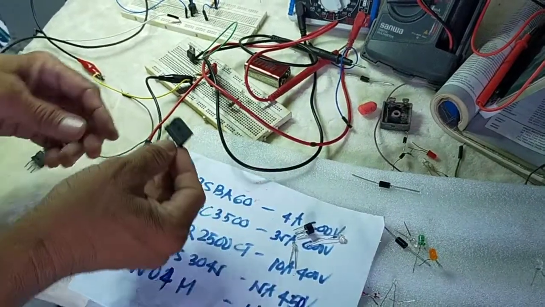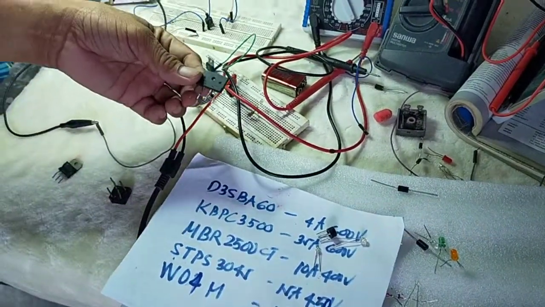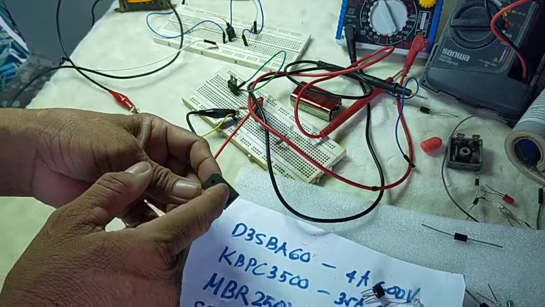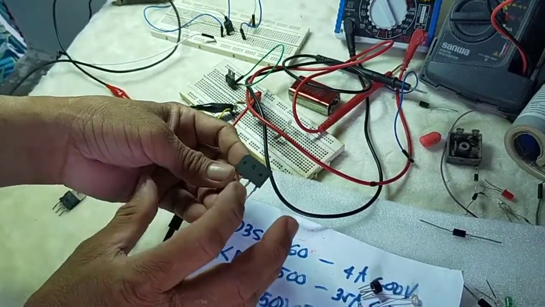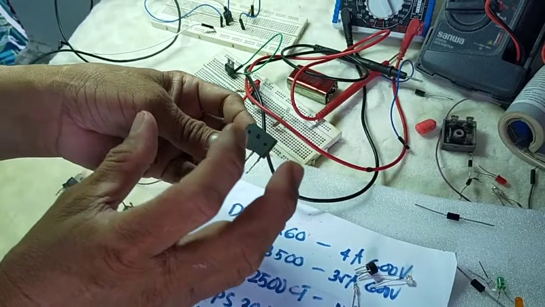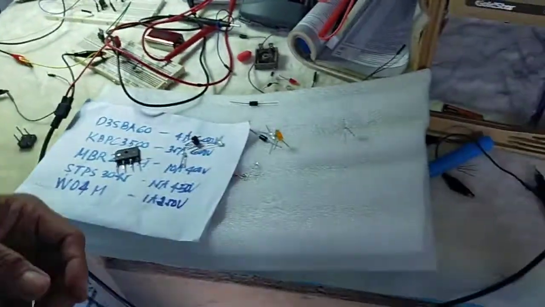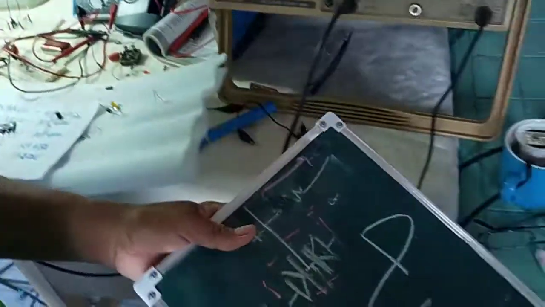Then we have also a flat type here, also bridge. This bridge is composed of 4 diodes which are connected in a closed loop configuration. It goes like this. Closed loop configuration.